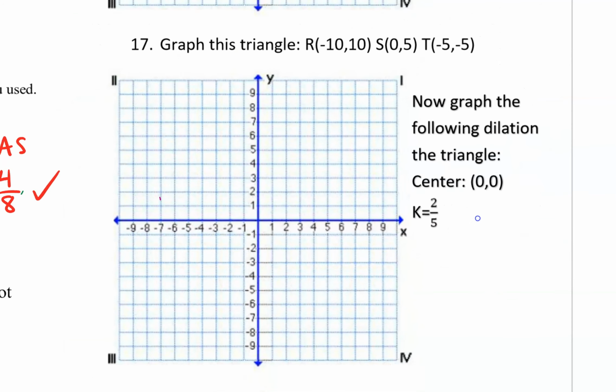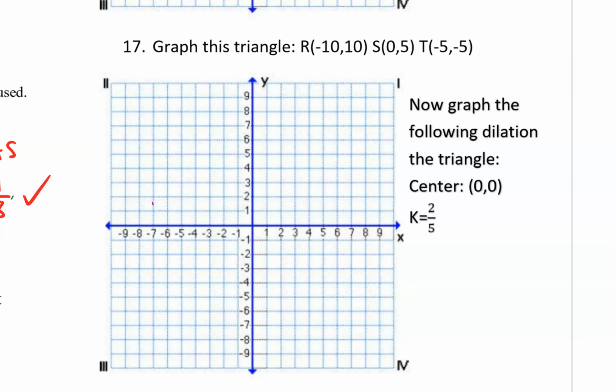Okay, now we're going to get smaller. -10, 10. Point right here. We'll call that R. So -10, 10 times 2/5. Okay, we're going to divide by 5. That makes it 2. And so this is going to equal -4, 4. And that's R prime. So we're reducing this shape.